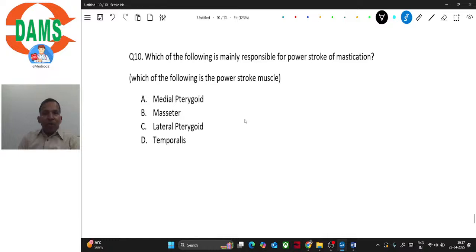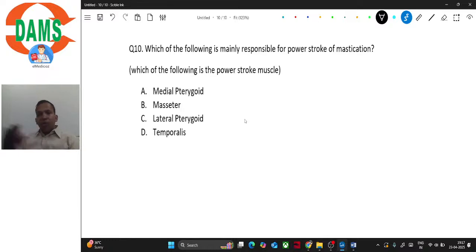So this is the last question. The last question was about a power stroke, a muscle that was involved in the power stroke. So maybe they asked the name. The language of the question might be different. I don't know exactly. Which of the following is mainly responsible for power stroke of mastication? Either this was the language or which of the following is the power stroke muscle. So in either case, the answer would be the same, right?